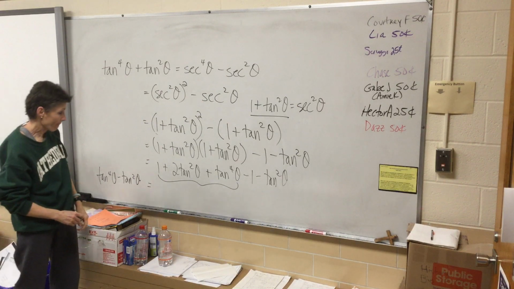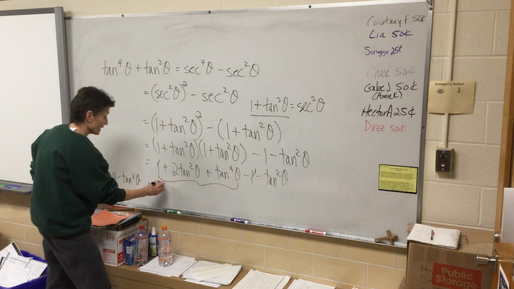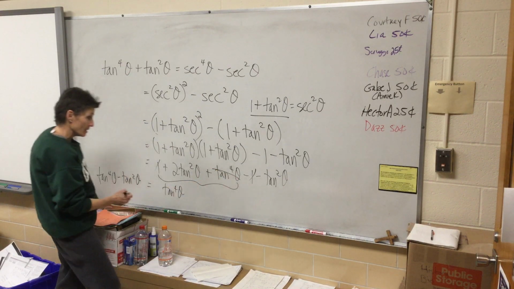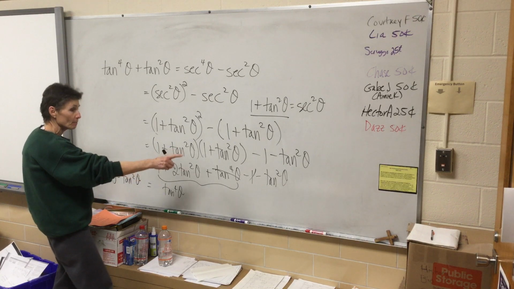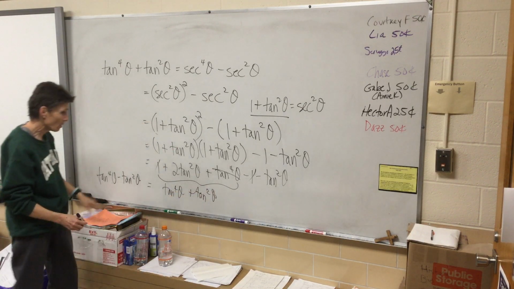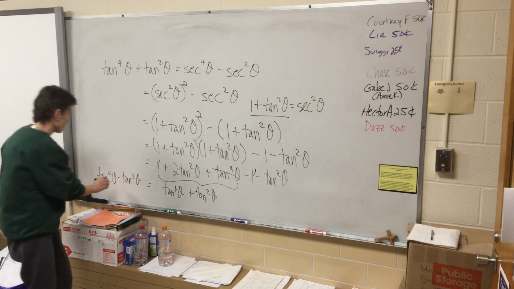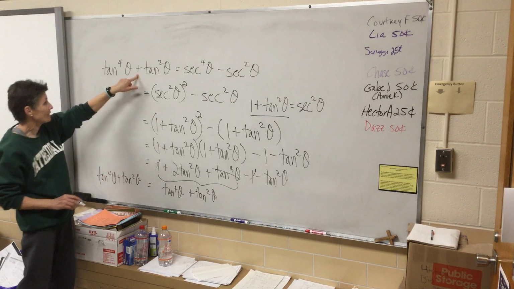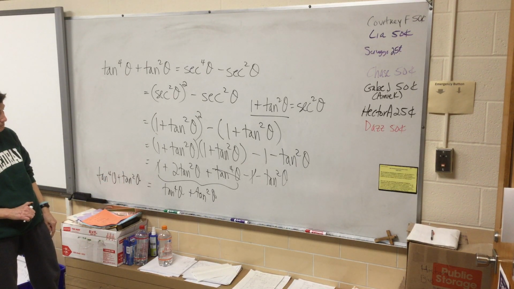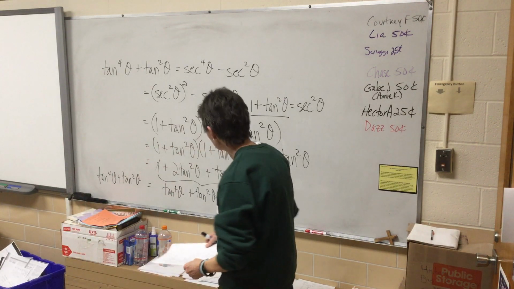Does it? Let's see, the ones cancel. I've got a tangent to the fourth right there. And 2 tan squared minus tan squared is plus tan squared. So there you go. Oh shoot, it's supposed to be a minus. Oh no, it's not, it's a plus. I copied it wrong. It's a plus. So there we go, we did it. Anybody have a question about that? That wasn't so bad once we got started.